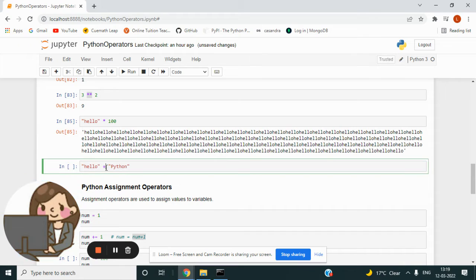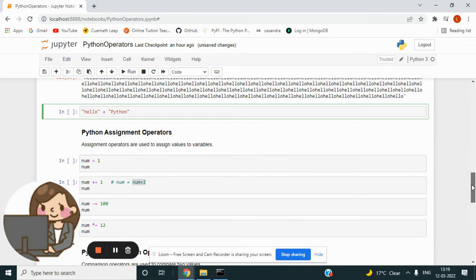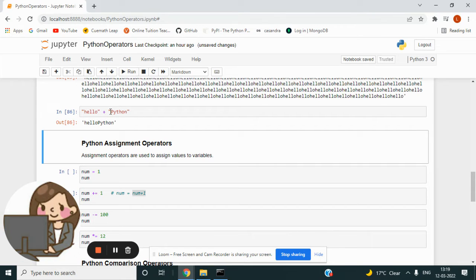Now here, this is the addition operator. When we use it with integers, it is an addition operator. Now I have used it between two strings. What it does is it becomes an append operator. It appends those two strings. So it becomes an append operator when it is used between two strings.